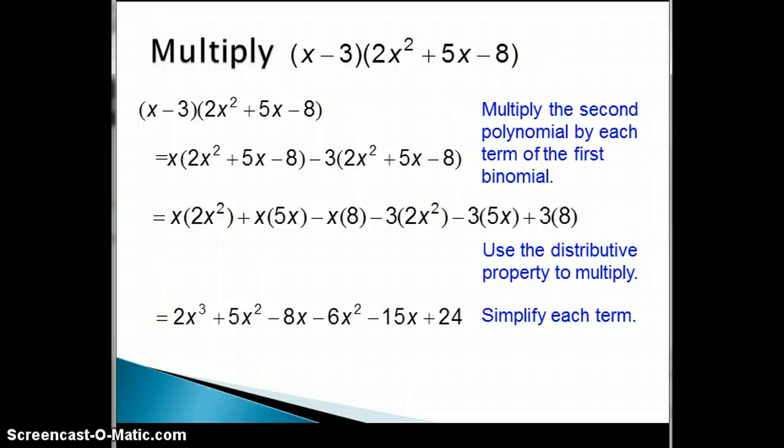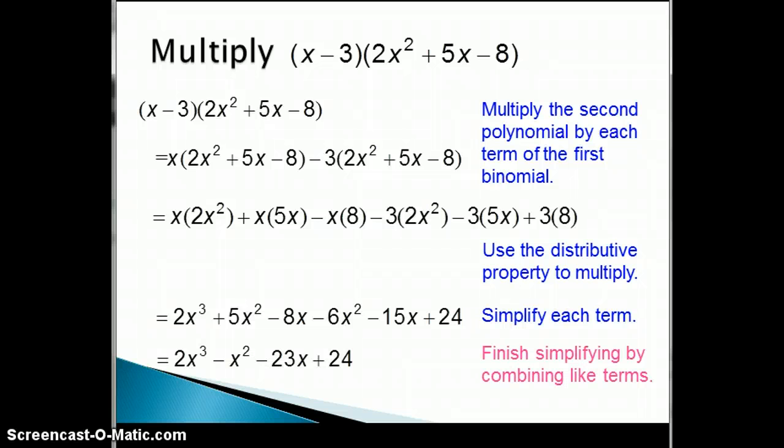And notice we need to combine like terms for this one as well. So if we combine the 5x squared and the negative 6x squared, we get a negative x squared. And the negative 8x and the negative 15x gives us the negative 23x. And that's as far as we can go. So our answer for this one is 2x cubed minus x squared minus 23x plus 24.